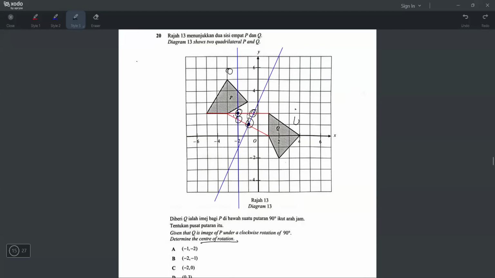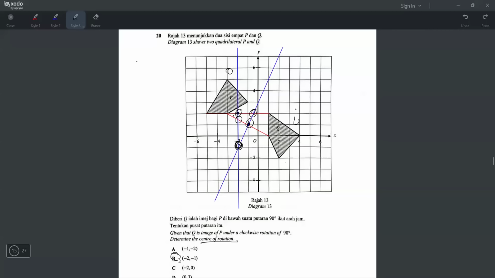Not the red line. The red line is not the perpendicular bisector. The blue line is the perpendicular bisector. That's why I purposely use a different color. Eh? So in the exam you also try to, okay, but in the exam you can't use pen when drawing, right? So maybe you can make it bold for the perpendicular bisector, so you know which one is the perpendicular bisector line. So the actual center is this one lah, -2, -1.